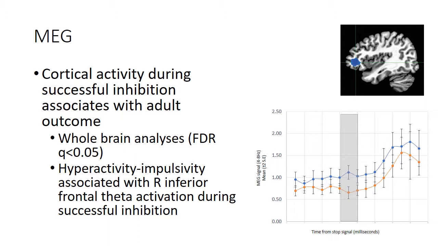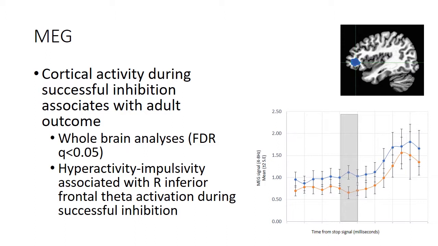it can parse cortical inhibitory processes with really exquisite temporal resolution. During successful inhibition, we detected associations between adult symptoms of hyperactivity, impulsivity, and neural responses in one region of the brain, and the region of the brain lay near the right inferior frontal cortex, which is shown just there. Activity in this region is shown in the graph below.